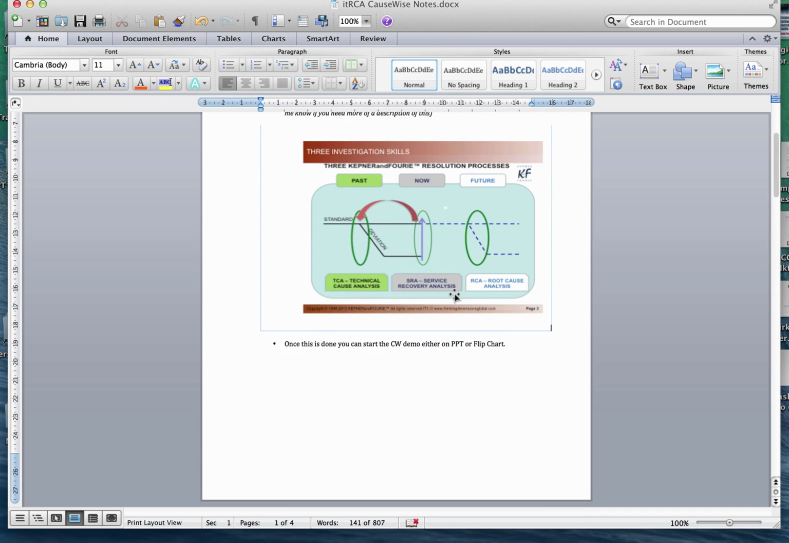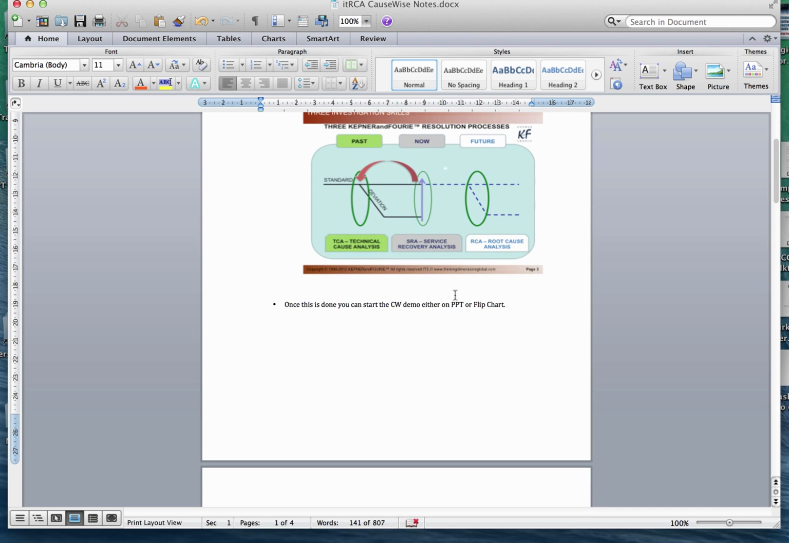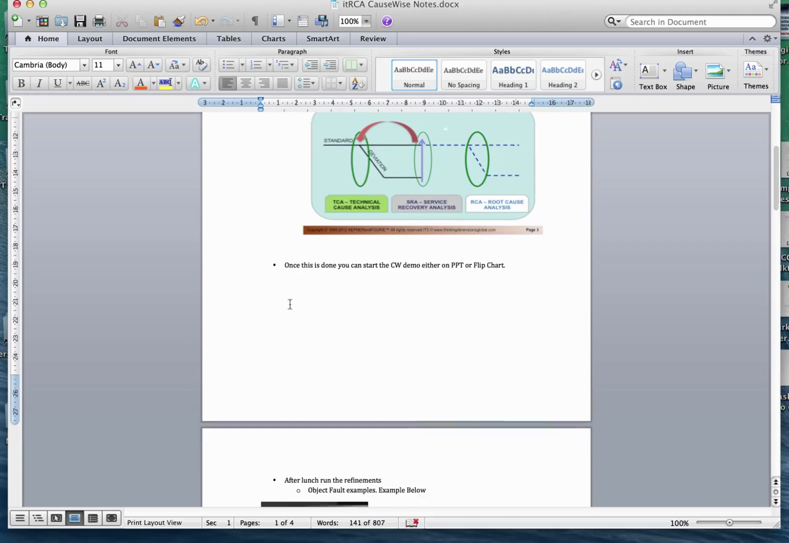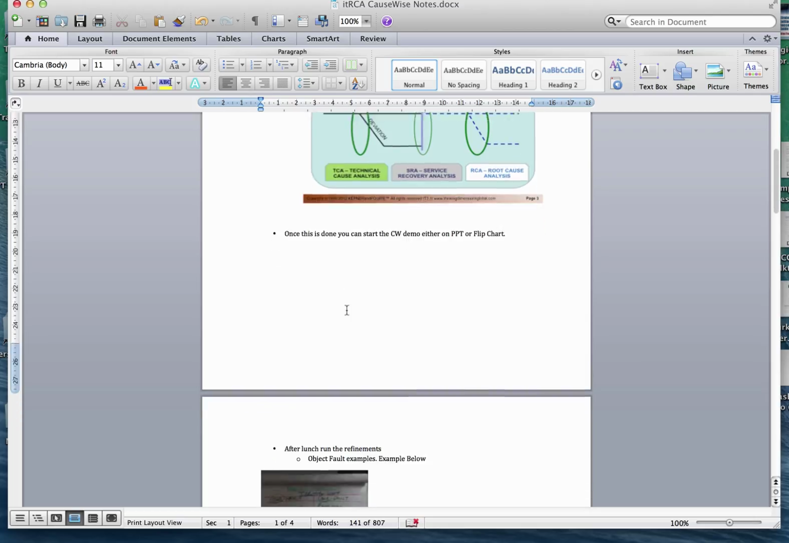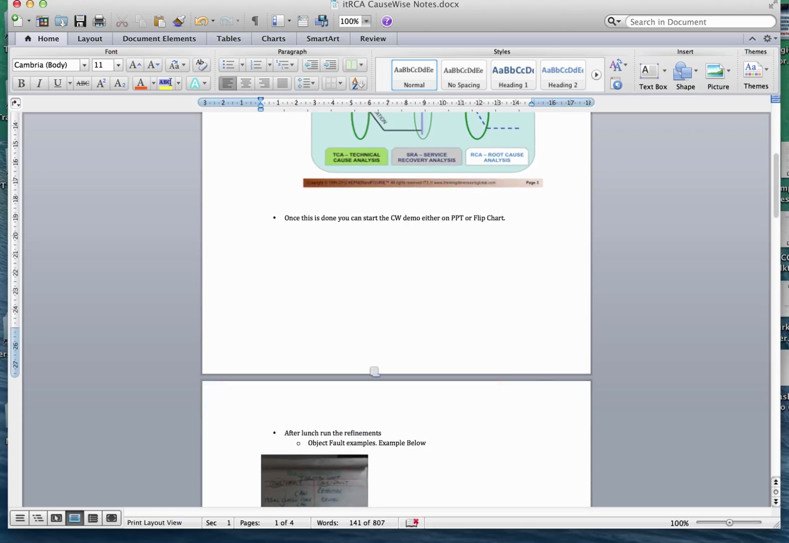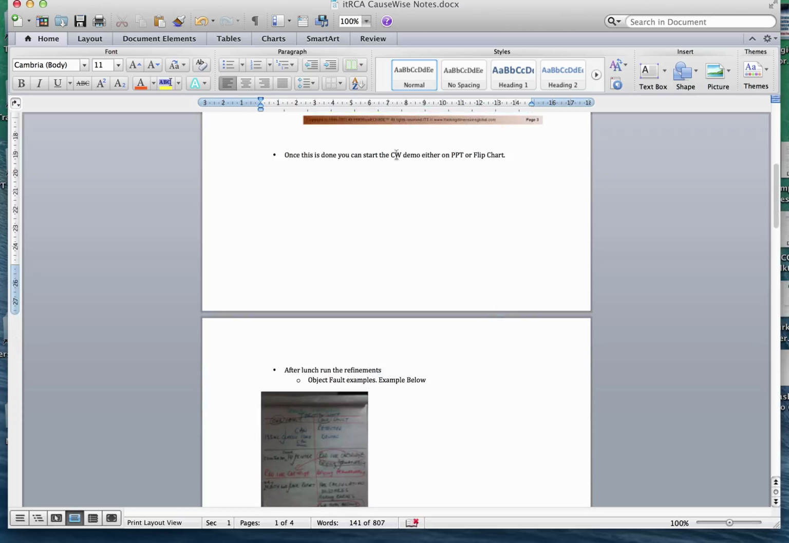Okay, obviously for the rest of this document, you can just follow it through. Okay, you can start the cause-wise demo whether you're using faulty cards or Firebase, whatever you like, on PowerPoint or on flipchart. And there are appropriate videos that we have to show you those demos.